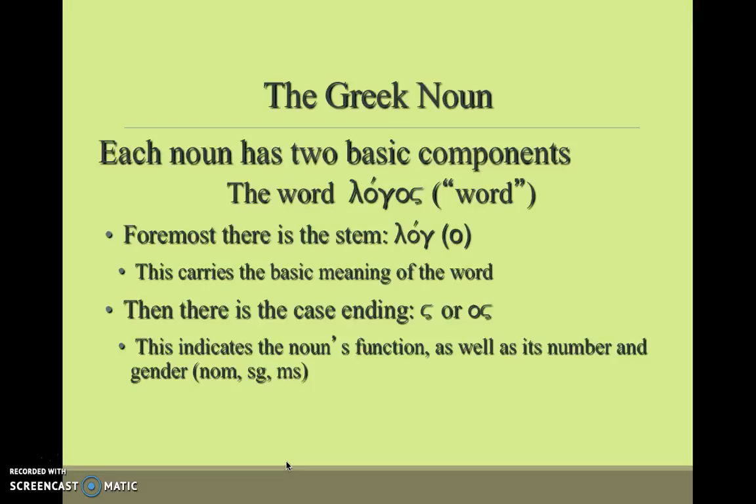Each noun has two basic components. Here we look at the word logos, which means word. It has a stem, log, and then again we're seeing these connecting vowels that we have seen in verbs as well. That omicron is the connecting vowel, which links that stem to the case ending. Again, there are paradigms, or what we called earlier declensions, patterns of declension that these nouns will follow based on whether they are first, second, or third declension. But these endings are going to tell us a lot about that noun.